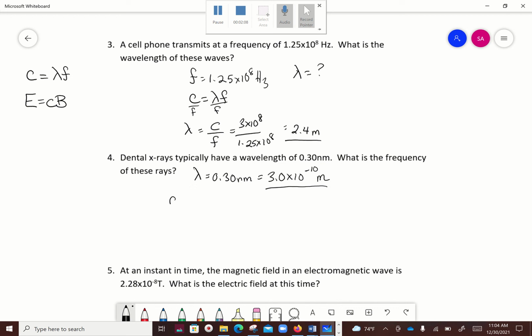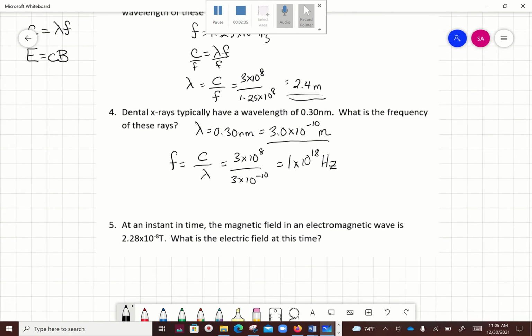So what's the frequency? Remember, c is always going to be on top. c over lambda is equal to the frequency. So I take 3 times 10 to the 8 over 3 times 10 to the minus 10. So I get 1 times 10 to the 18. And the unit for frequency is hertz. Wavelength is a distance, so the unit is meters. Frequency, the unit is hertz. All right, so that's pretty straightforward.